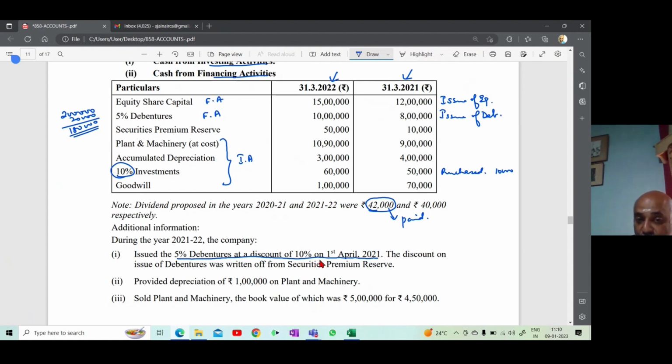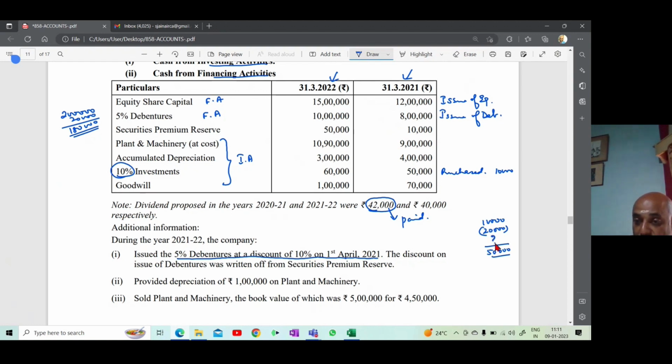So 1,80,000 is the value of debentures issued. Please remember, face value is 2 lakhs, but it is issued at 1,80,000, so cash coming in is 1,80,000. Now, the discount on issue of debentures, they are saying that you have adjusted against the securities reserve. So 10,000 is the opening balance. Do you understand? You have adjusted 20,000. After you have adjusted 20,000, your closing balance is 50,000.